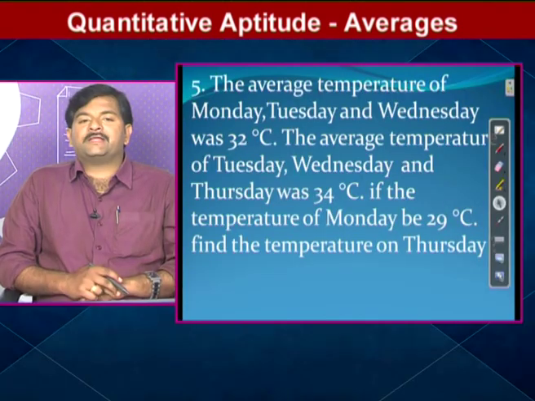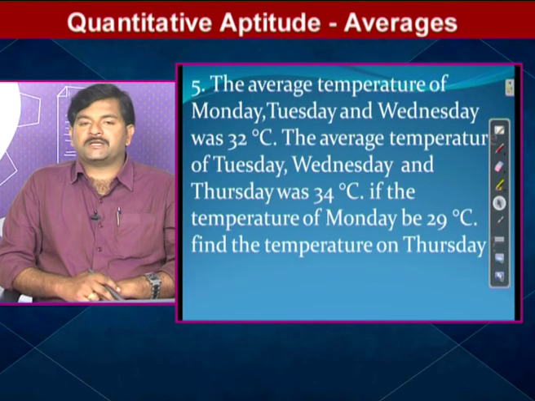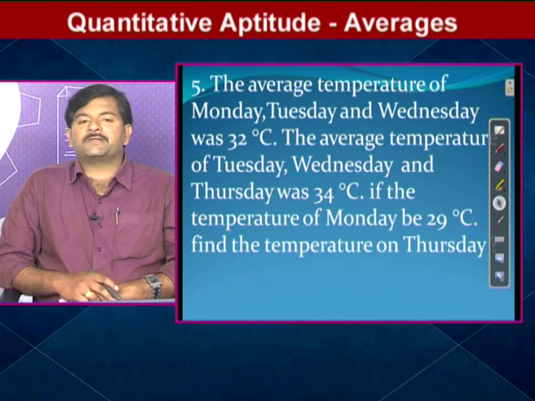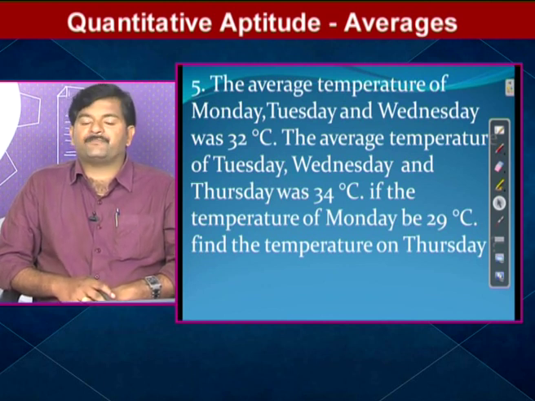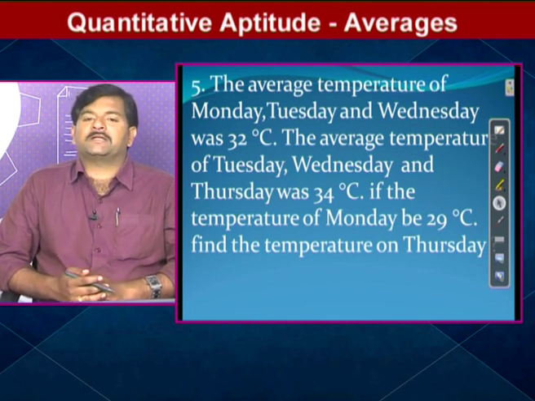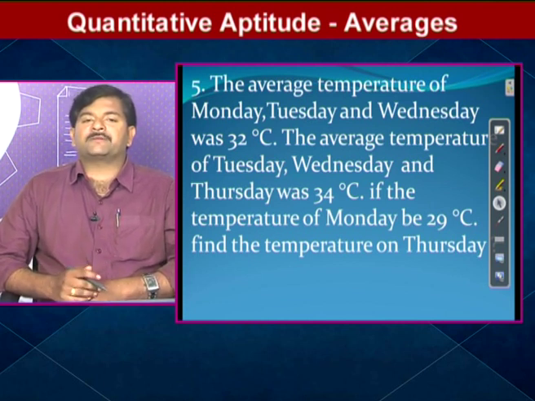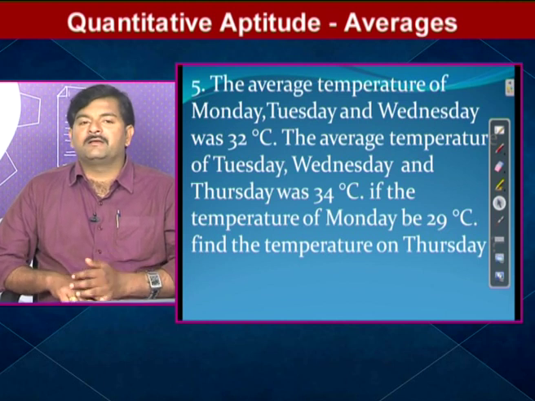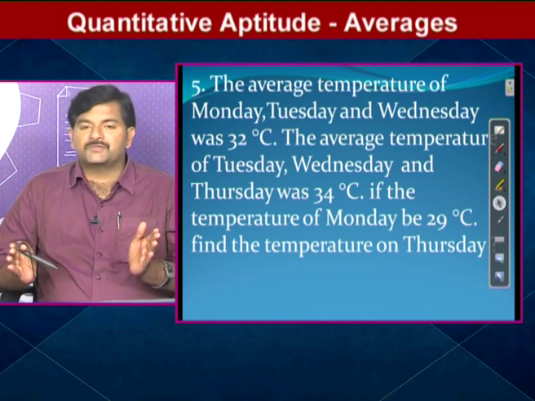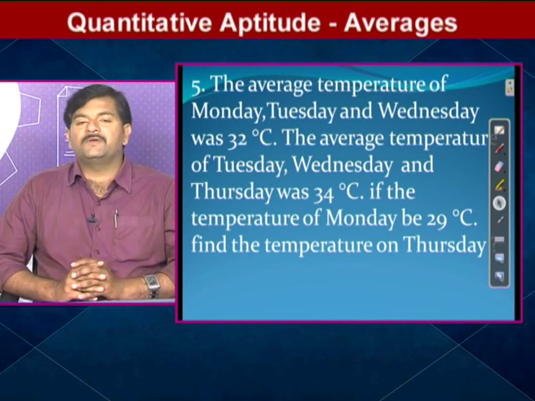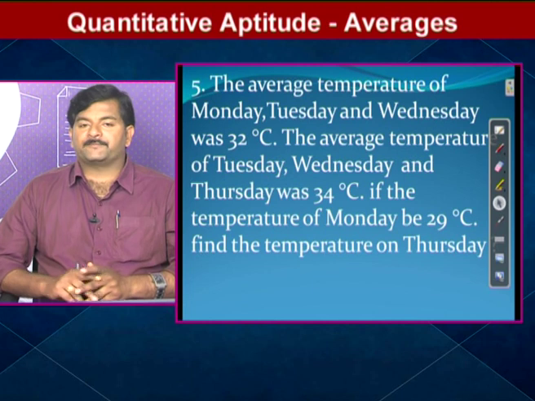Now we focus on the next question, question number 5. Observe here, the average temperature of Monday, Tuesday, Wednesday was 32. The average temperature of Tuesday, Wednesday, Thursday was 34. If the temperature of Monday is 29, then find the temperature of Thursday. Okay, it's also a very different and easy concept. The average temperature of Monday, Tuesday, Wednesday is given, so we can find the total temperature. It's a very easy concept, but the question is asked in a different way.